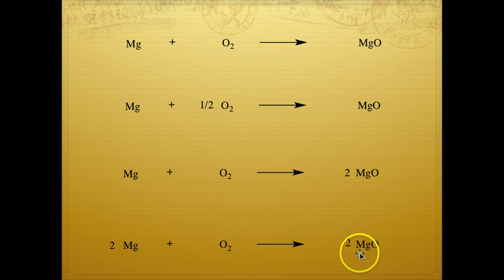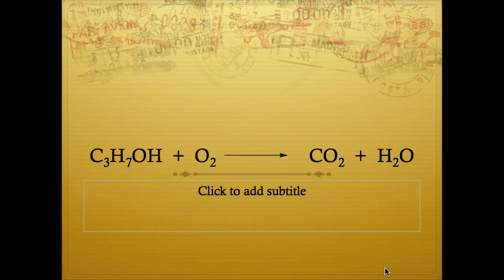2 magnesium atoms, 2 magnesium atoms. 2 oxygen atoms, 2 oxygen atoms in the products. So we have balanced that equation.